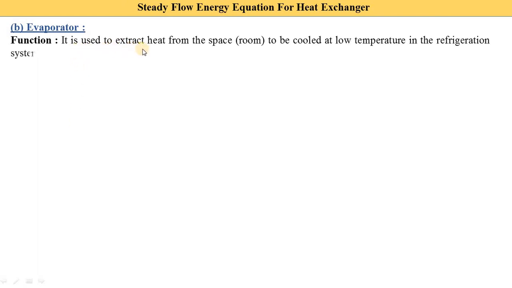Okay, now next, the evaporators. We already know the meaning of evaporators. In a heat exchanger, if the evaporation process is done, then it is called an evaporator. Evaporation process means liquid starts to convert into vapor or steam. So the evaporator is used to extract heat from the space. Space means a room, to be cooled to a low temperature in the refrigeration system. At our home we see that a freeze (fridge) is used and AC is used. The fridge is known as a refrigeration system.